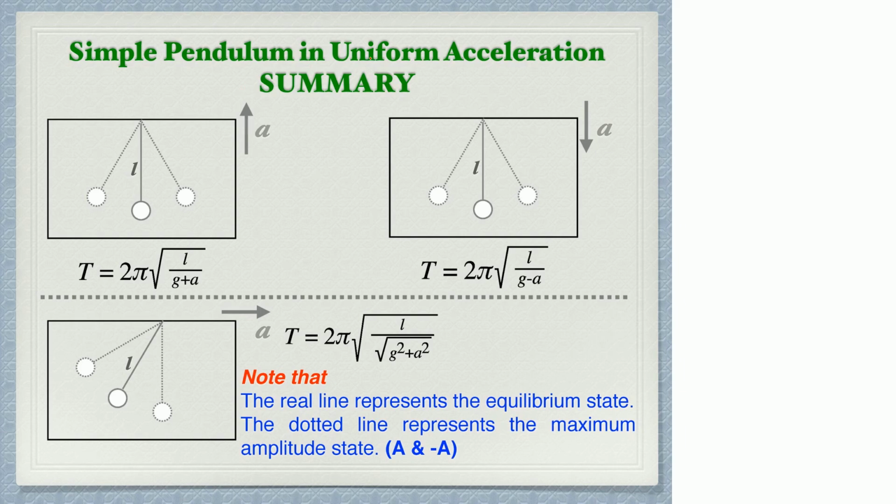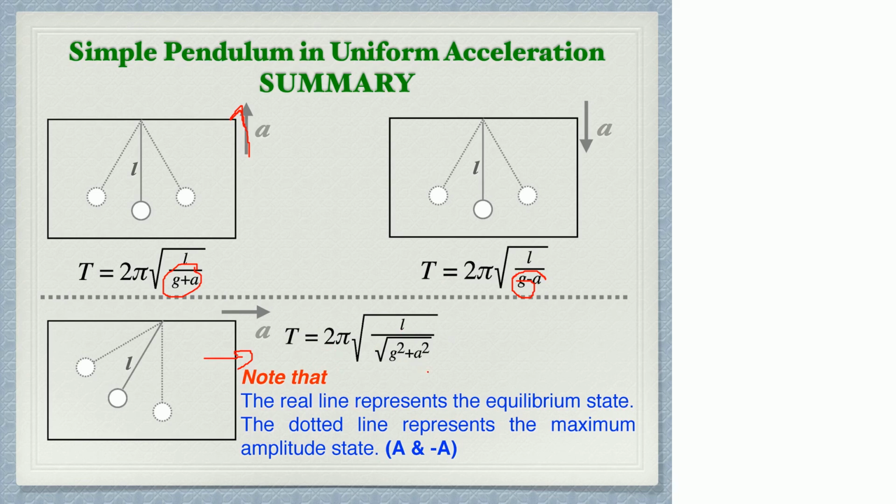So for a simple pendulum in uniform acceleration, let us summarize. If it is going up, you get T equal to 2 pi under root L by (g plus a). If it is going down, L by (g minus a). And when we have this position, like it is going on a road and you have a pendulum with some certain acceleration, then T equals 2 pi under root L by under root (g squared plus a squared).